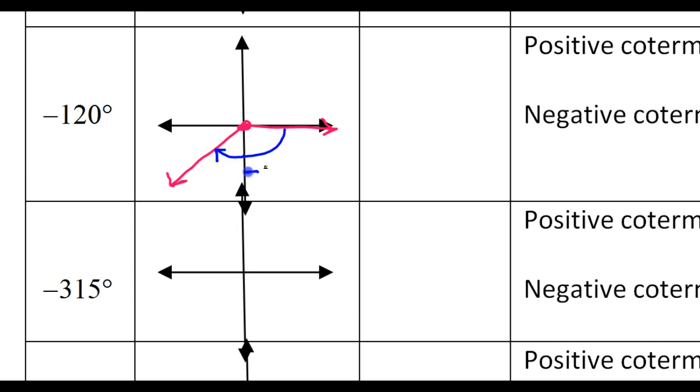Okay, so this is my negative 120 degrees. So this is the third quadrant, because it goes 1, 2, 3. This is the third quadrant.